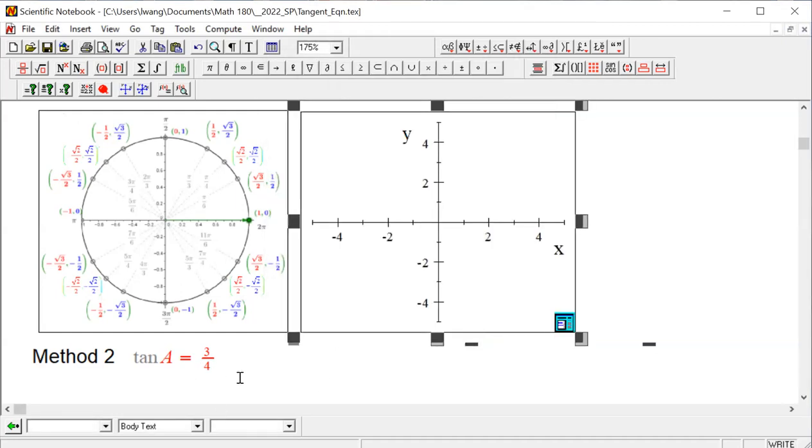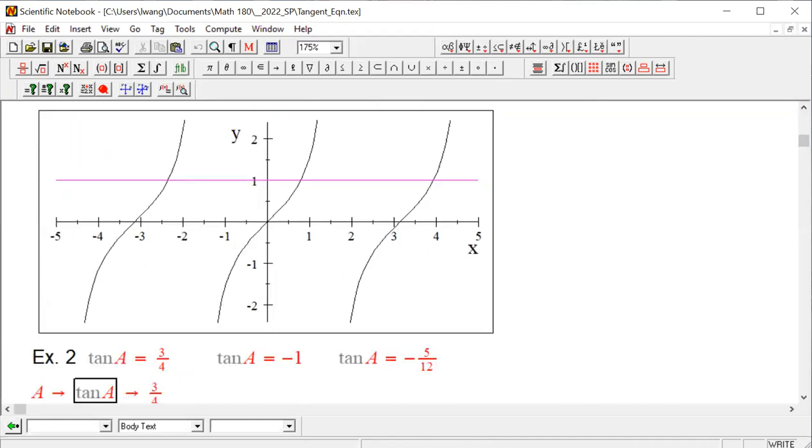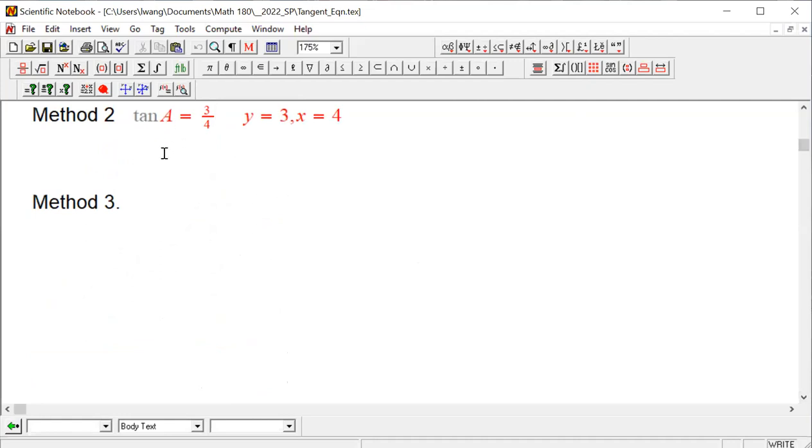This is 3, 4, right? So y is 3, x is 4. So this tells us y is 3, x is 4. Why? Because a point, by definition, the point, I'm going to write it down here, x comma y, right?